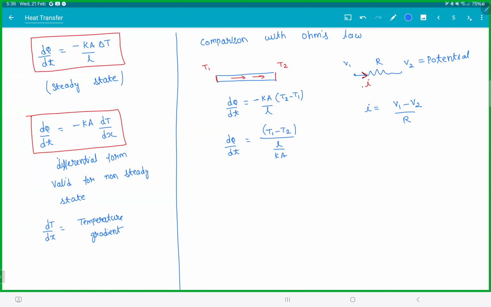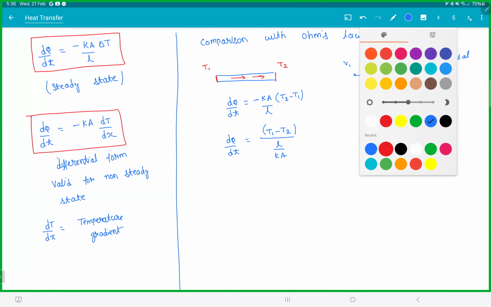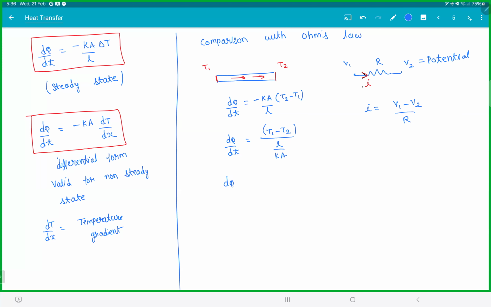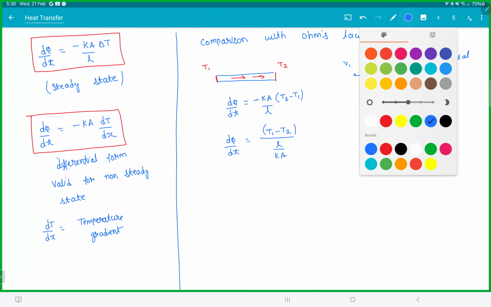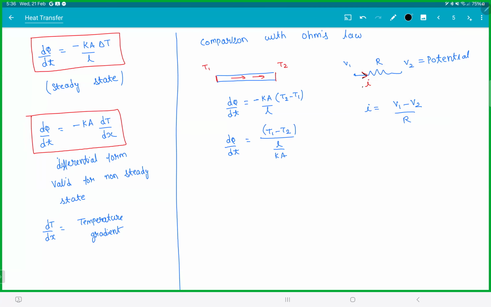So if you compare them, dQ by dt, which is called heat current, corresponds to I. This is your temperature difference, which is like a potential difference. And this term at the bottom behaves like resistance. We call it thermal resistance.